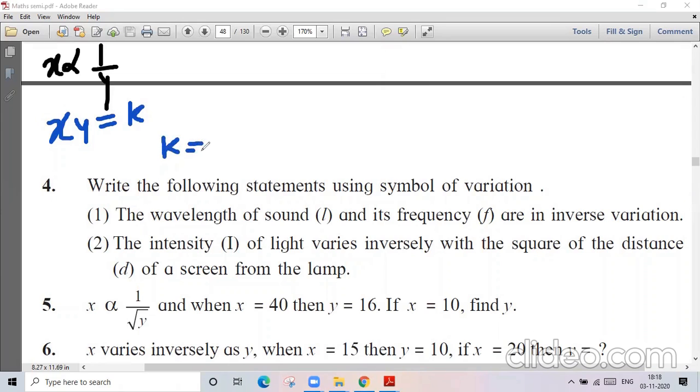So when x is equal to 15, y is equal to 10. Therefore, what is the value of k? Value of k is equal to 150, right? So the constant of proportionality we are getting is 150.